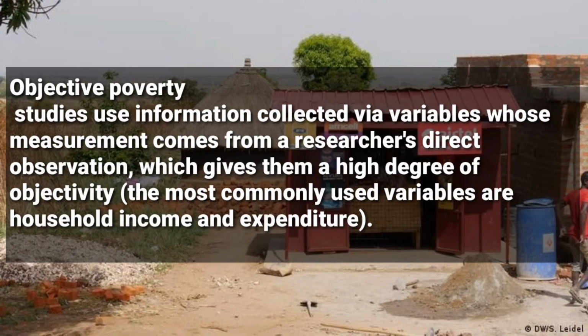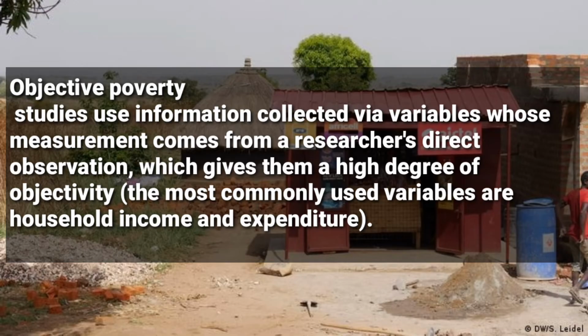Objective poverty. Something that is objective is something that is based on true information or information that was collected by researchers. So for objective poverty, the studies use information collected via variables whose measurements come from researchers' direct observation and give a high degree of objectivity.